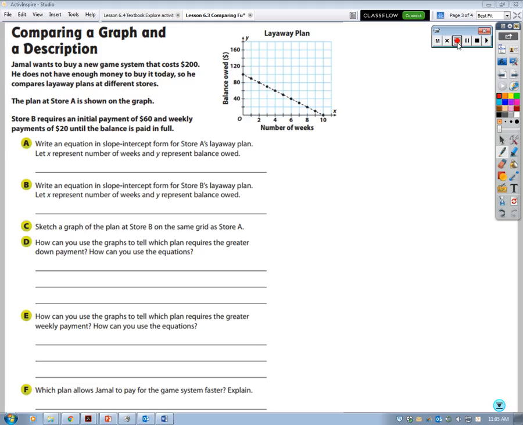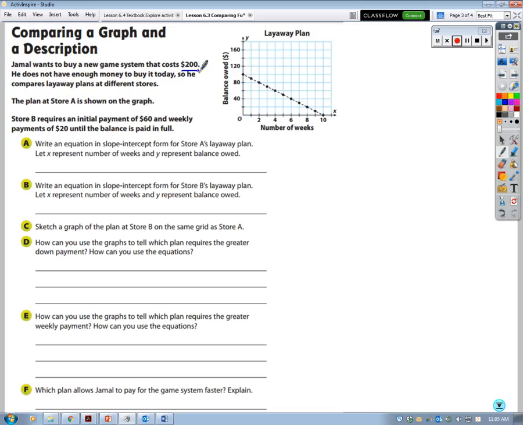Okay? So in this situation, we are comparing a graph and a description. So what we've got is Jamal, who wants to buy a new game system that costs $200. He does not have enough money to buy it today, so he compares layaway plans at different stores.